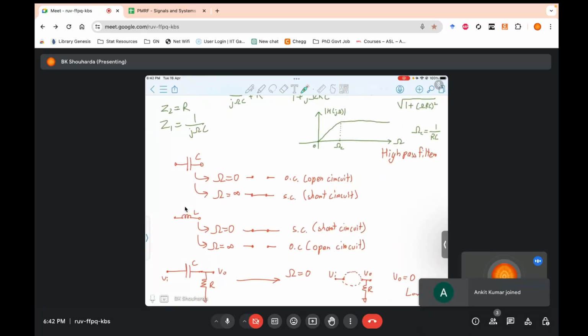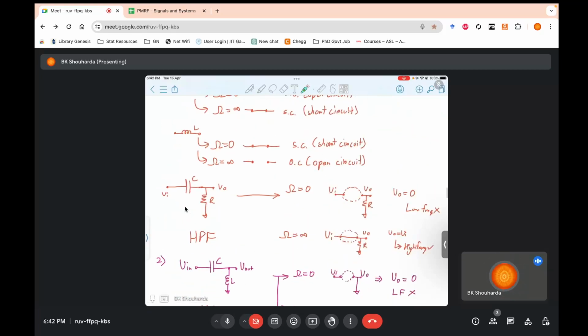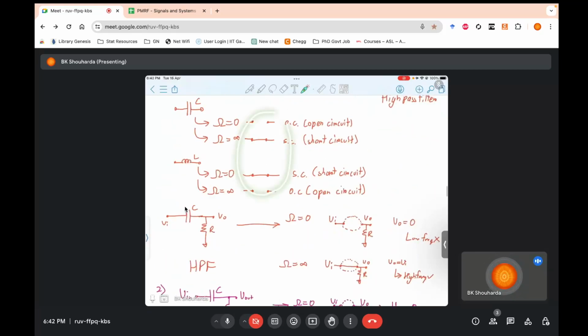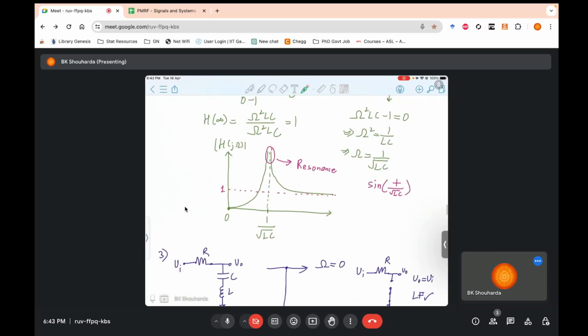And now you can see the shortcuts. Capacitor at 0 frequency becomes open circuit, and at high frequency it becomes short circuit, and the opposite holds for inductor. So you can use these techniques to find out whether a circuit behaves like a low pass filter or a high pass filter at different frequencies. Okay, this is the phenomenon of resonance.